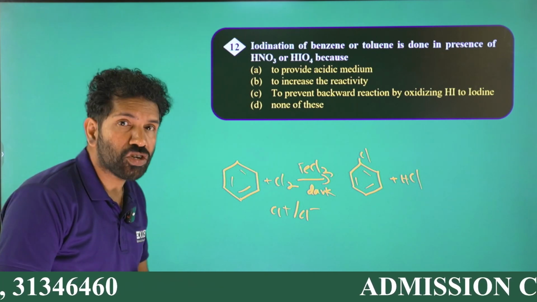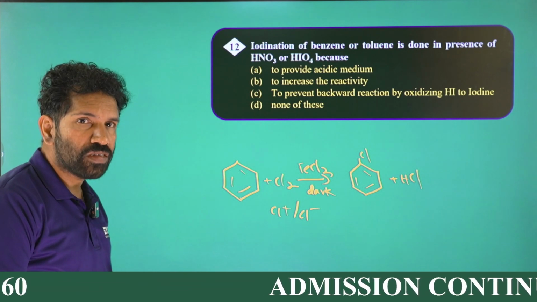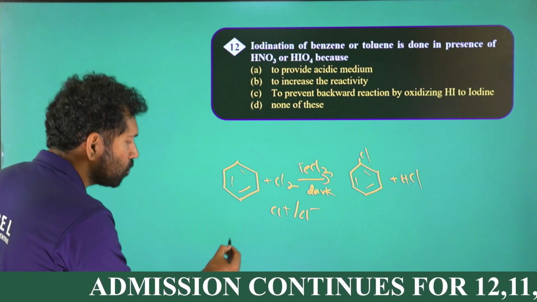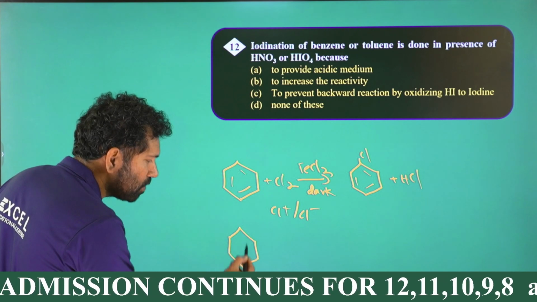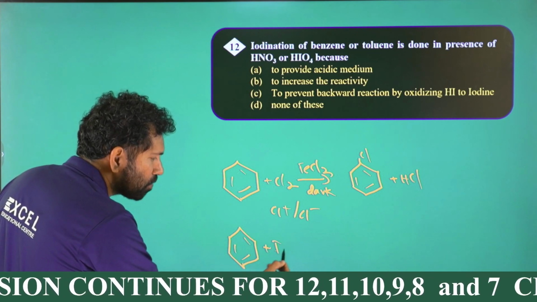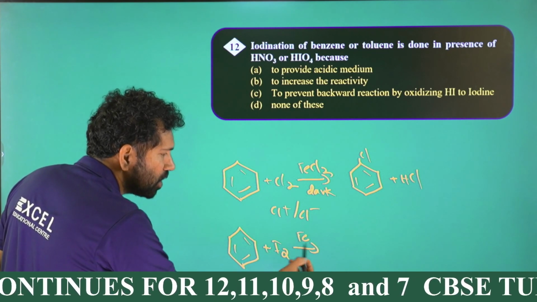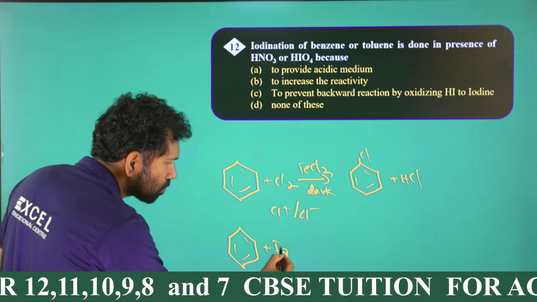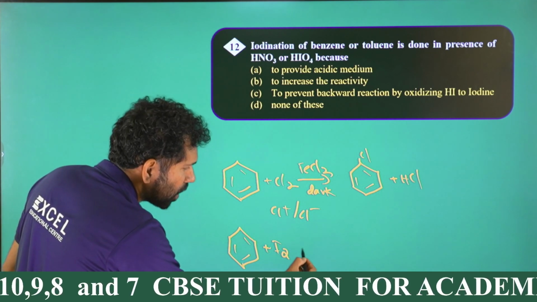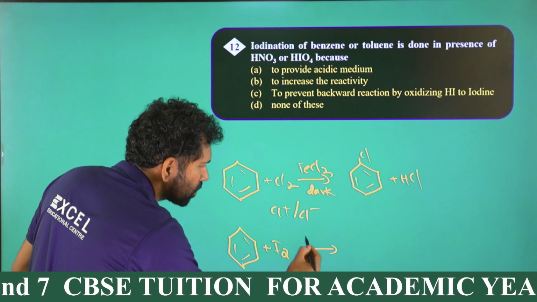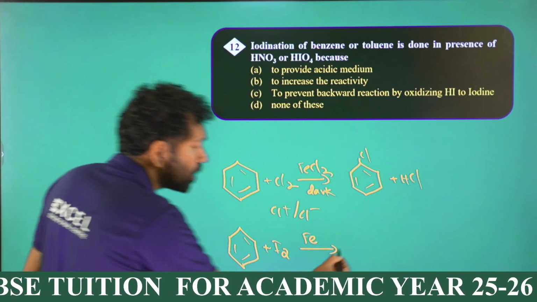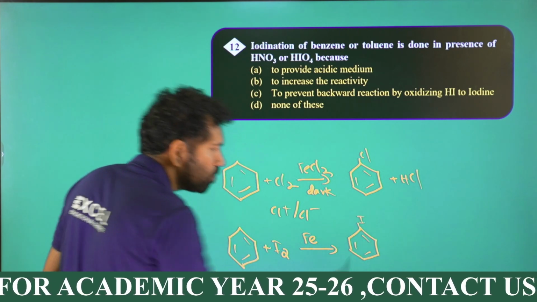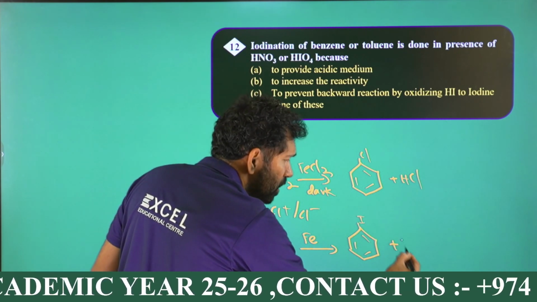But iodination, what's the problem with iodination we are discussing? You can do iodination of toluene, you can do iodination of benzene. Suppose I am doing iodination of benzene. We will treat it with iodine in presence of Fe, or FeI3, no issue. You will get iodobenzene, no doubt. And the byproduct will be HI.